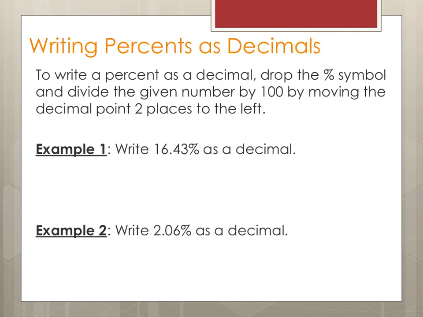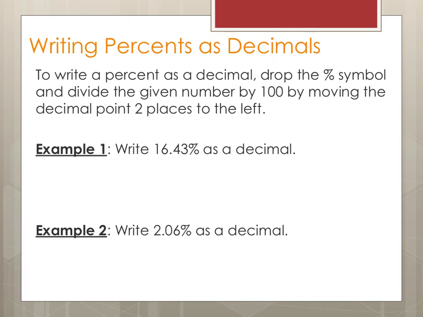Next, we'll look at writing percents as decimals. To write a percent as a decimal, we're going to drop the percent sign and divide the given number by 100, which in essence is moving the decimal place 2 places to the left. So you could just plug the number in your calculator and divide by 100, but you can just move the decimal place 2 places to the left and you'll have your decimal.